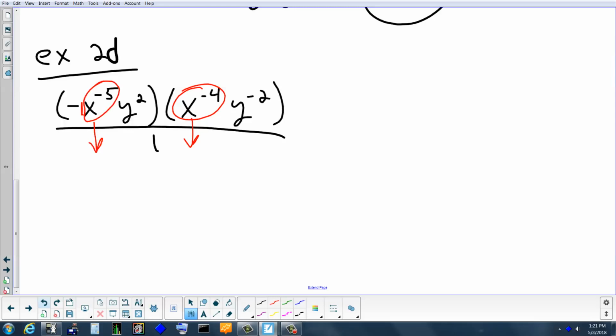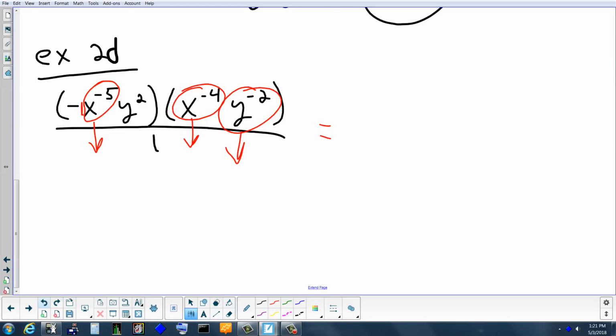How about y squared? No, positive. How about y to the -2? Yes. So if they're negative, you move them down. If they're negative and they're in the top, you move them down. If they're positive in the bottom, you move them up. Okay.